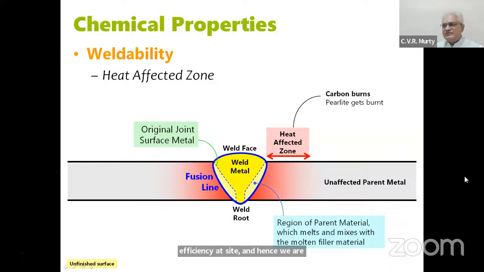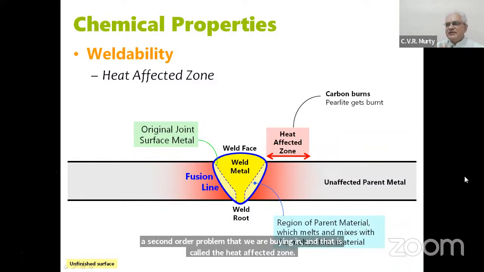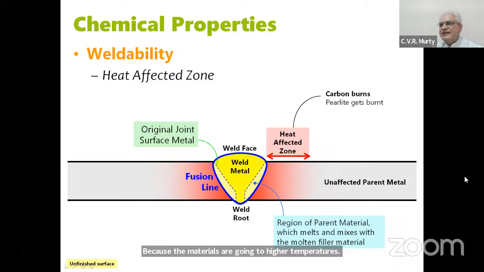But when you go towards welding, we realize that there is a second order problem that we are buying in, and that is called the heat affected zone. Because the materials are going to higher temperatures, and also there's a new material, the weld metal, that is coming into the picture. There is a certain amount of chemical action going on here because it melts and mixes with the filler material. And that is where we have a weak spot in the course of preparing the welded connection.